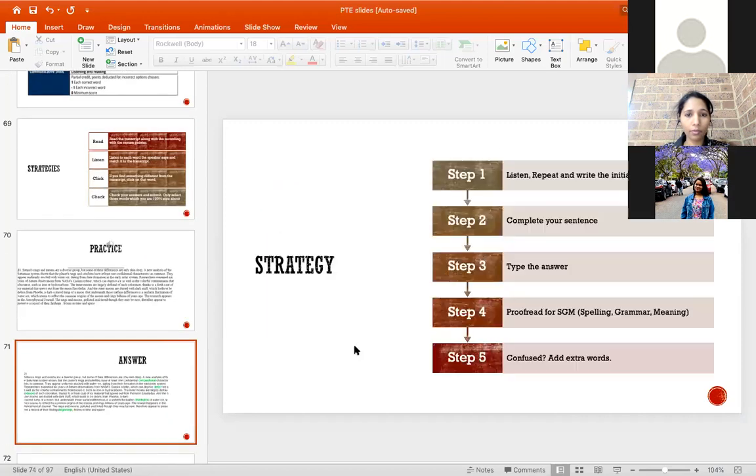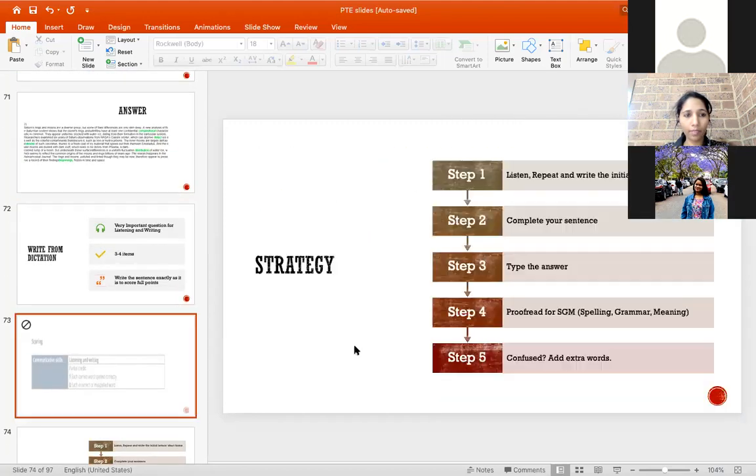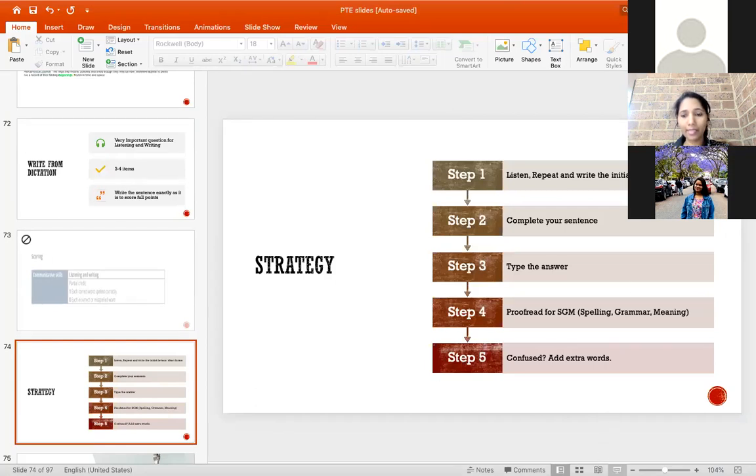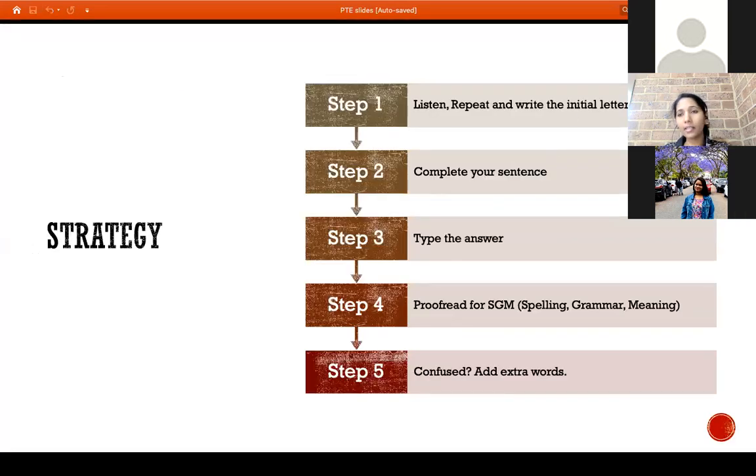So for your write from dictation, listen and repeat. Can you see my slide? Listen, repeat and take initials, then complete your answer, type the answer, and then proofread for spelling and grammar. Now don't worry about the meaning. If you're confused, add extra words, maximum three, stick to four if you're looking at seven, but if you're looking at eight, try not to add more than two or three, okay? So any doubts? So this has to be followed.